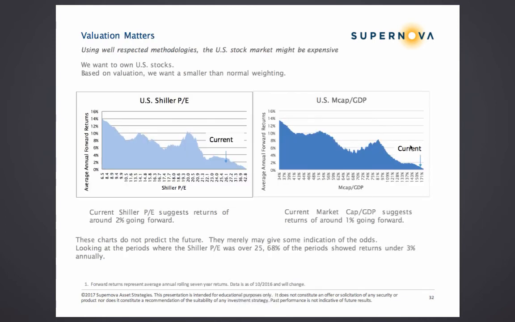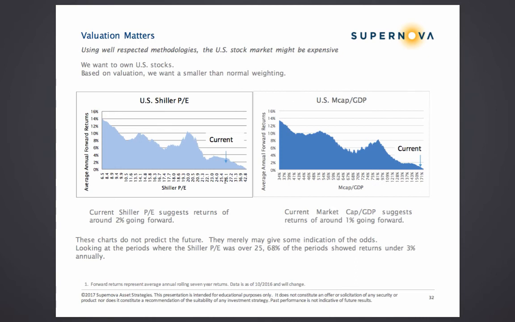Further, we think about valuation and we factor this into our process. We focus on 2 valuation metrics on the equity side of the portfolio. The first is Shiller PE. Robert Shiller won a Nobel Prize for this. The second is market cap to GDP. Warren Buffett has said he favors this method.